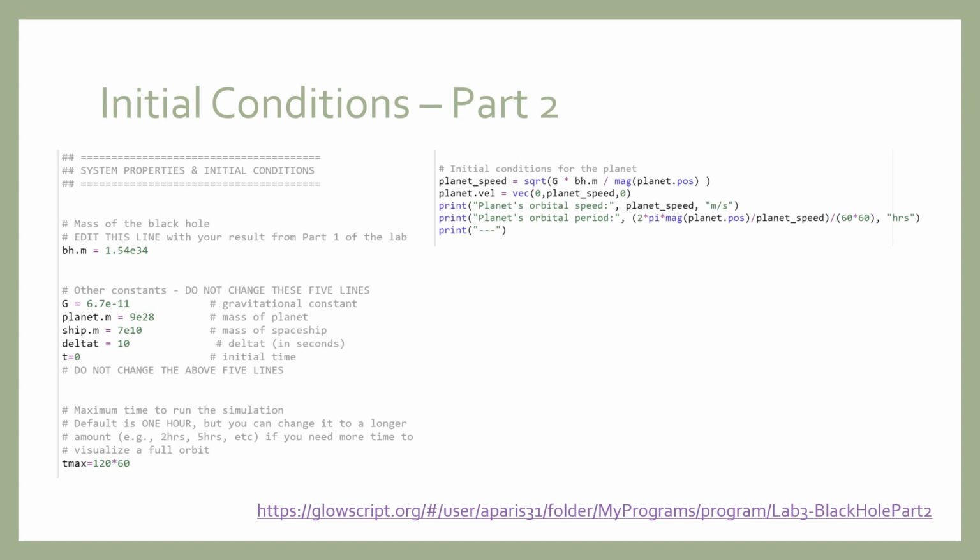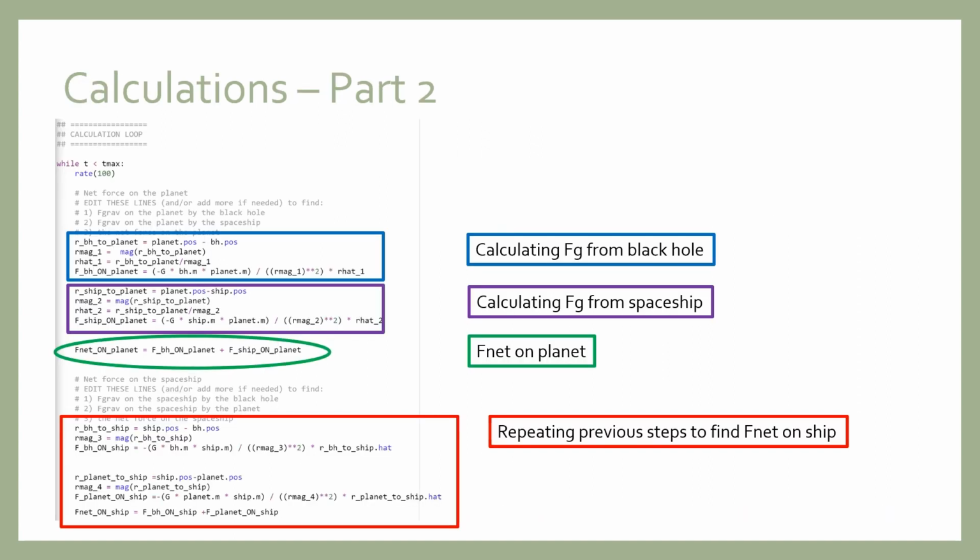To begin the calculations, we calculate the force of gravity from the black hole and then from the ship to find Fnet on the planet. We then find the force of gravity from the black hole and then from the planet to find Fnet on the ship. These are the net forces we found previously, used to update the velocity and position of the planet and the ship, making them move.